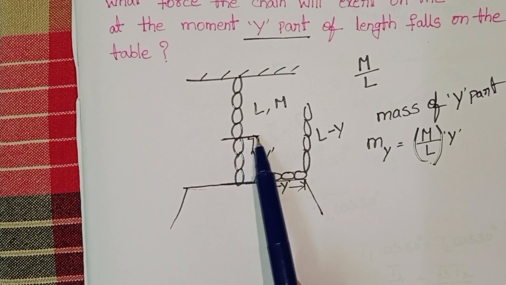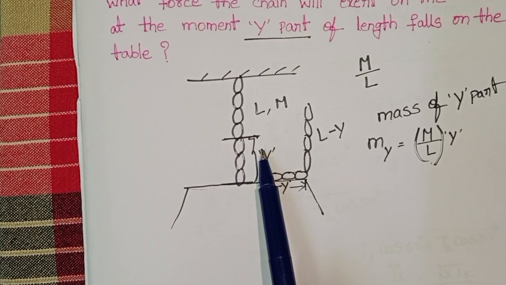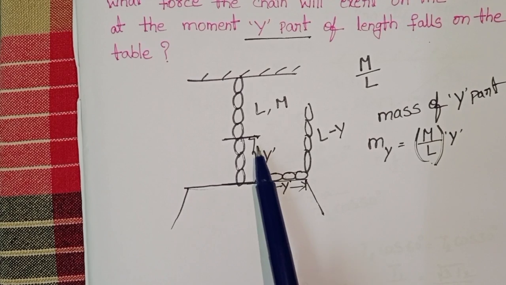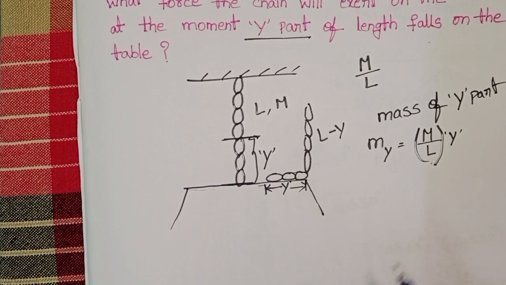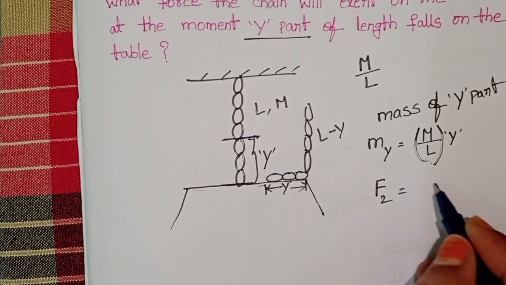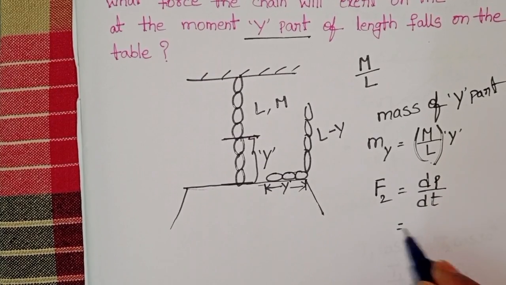Initially, this chain is at rest. So, after release, this chain possesses acceleration due to gravity. Due to that, the speed of the chain increases and its momentum also changes. So, the second force is due to change in momentum, dP by dt, which is final momentum minus initial momentum.